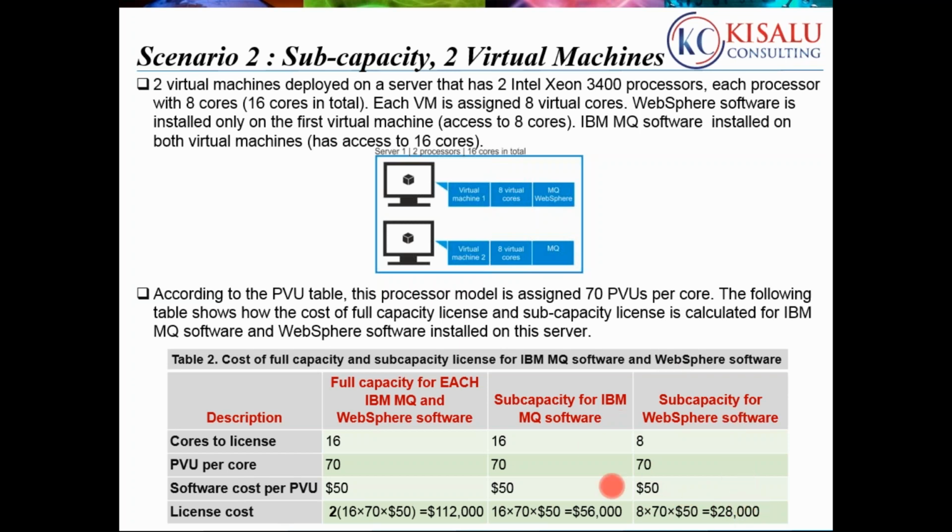So in total, if you want to compare the sub-capacity pricing to the full capacity, we will save 28,000 because WebSphere only has access to one virtual machine, which is 8 cores, compared to the previous situation. If we had full capacity, then we had to pay the full $120,000.